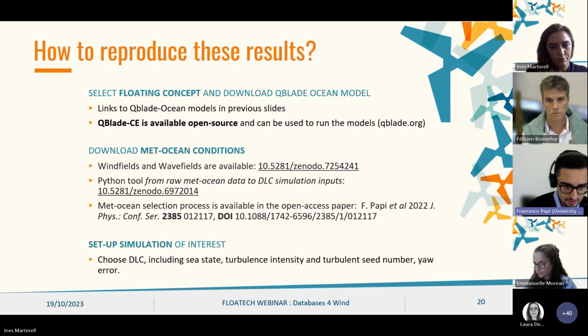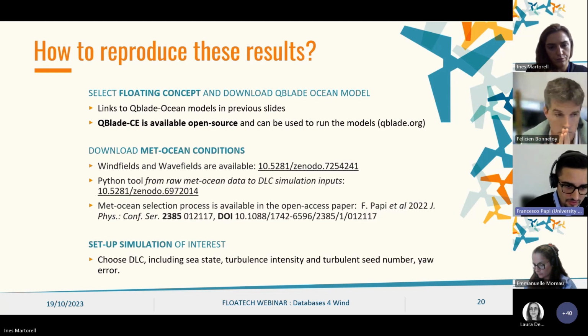If you're interested in the process of how we specified these input conditions, how we got to this list of simulations, that is in another open source data set, which unfortunately we do not have much time to talk about today, but I put the link here. There's a Python tool that allows you to go from raw metocean conditions to inputs for your DLC load calculations. All of this is discussed in more detail in the open access paper that I listed here, which is also an outcome of the project.